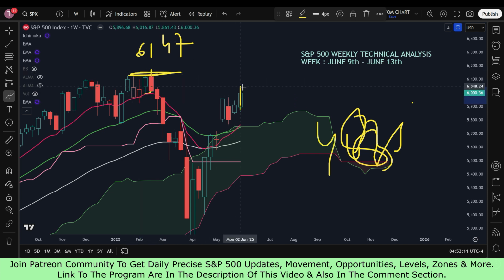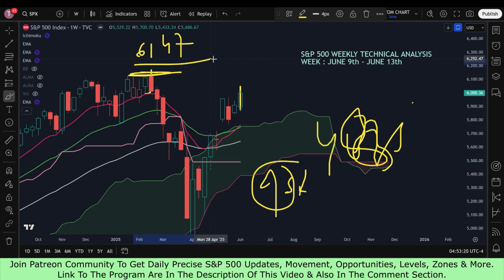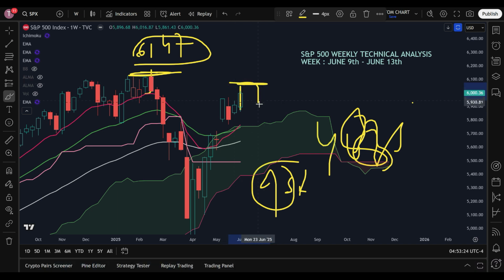So what happens in this case? Generally, more than 90 or 95% of the time, before it can actually hit the 6147, there will be a break, there will be a fall. This is how it works, and it is not just applicable to the S&P 500, but to any stock, any index, not just the US stock market but the global stock market. This is how it works.